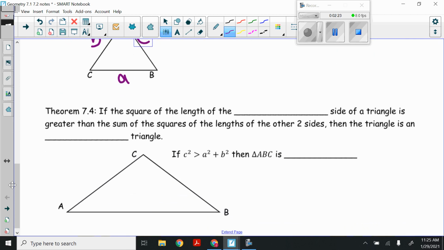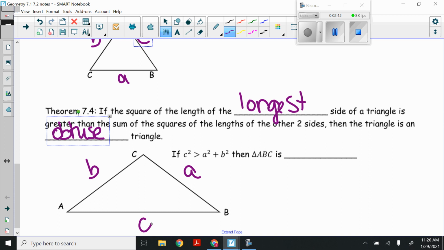The next theorem we have would be theorem 7.4. Theorem 7.4 tells me that if the square of the length of the longest side of the triangle is greater than the sum of the squares of the lengths of the other two sides, then that triangle is going to be obtuse. So again, if this is my a, b, and c, this time if c squared is greater than a squared plus b squared, then triangle ABC is obtuse.